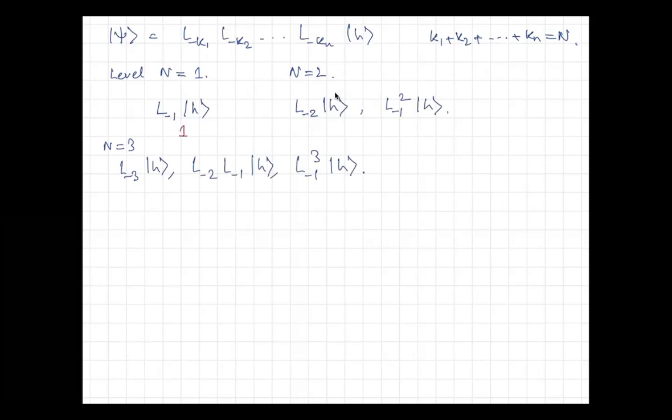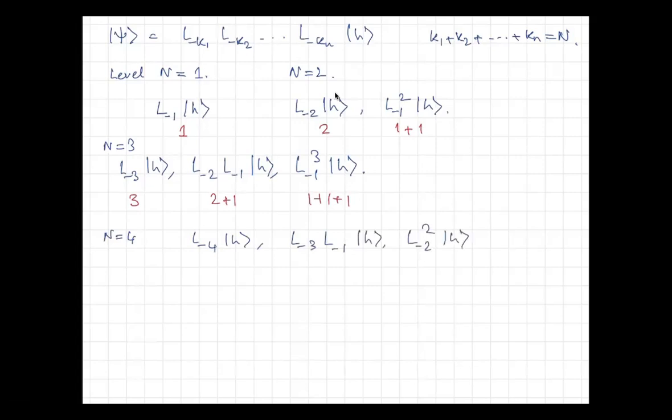Here, this is 2, and this is 1 plus 1. Here, this is 3. This is 2 plus 1. This is 1 plus 1 plus 1, right? So this is clearly, I mean, you can go up to level 4 if you wish. Then you'll have L minus 4 acting on H, L minus 3, L minus 1 acting on H, L minus 2 squared acting on H, L minus 1 to the 4th acting on H, right?